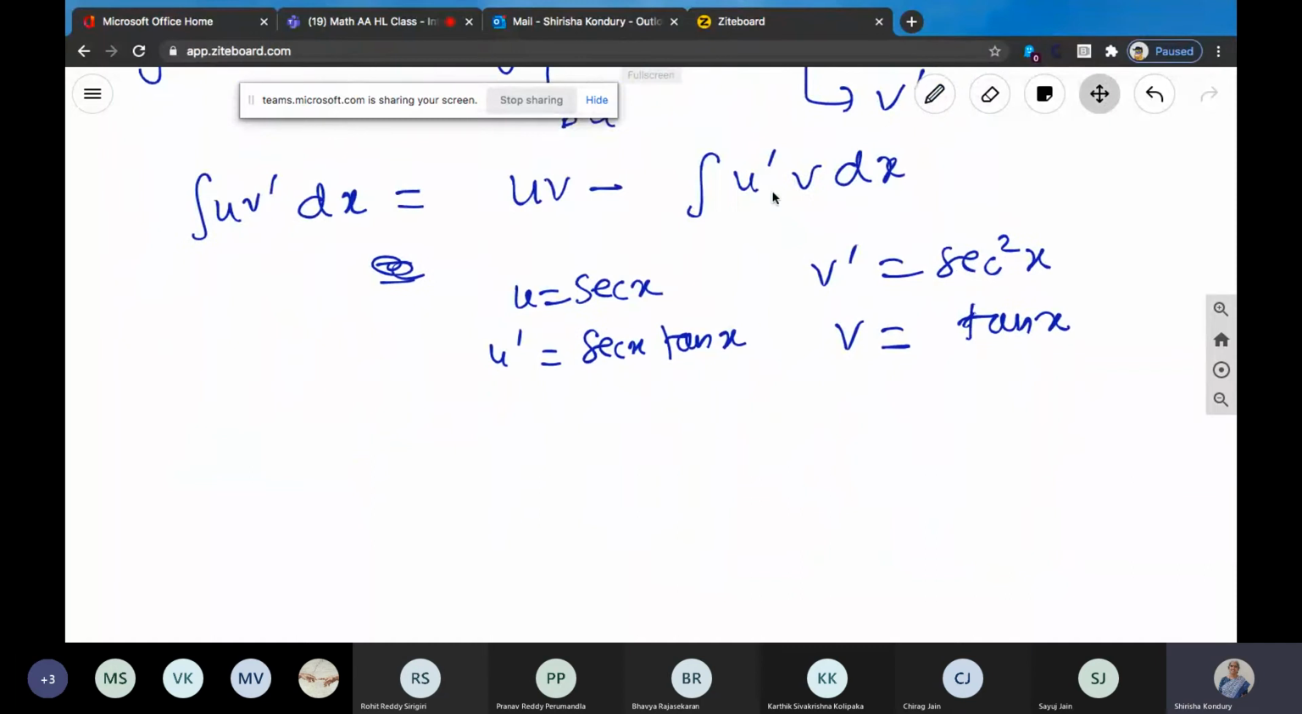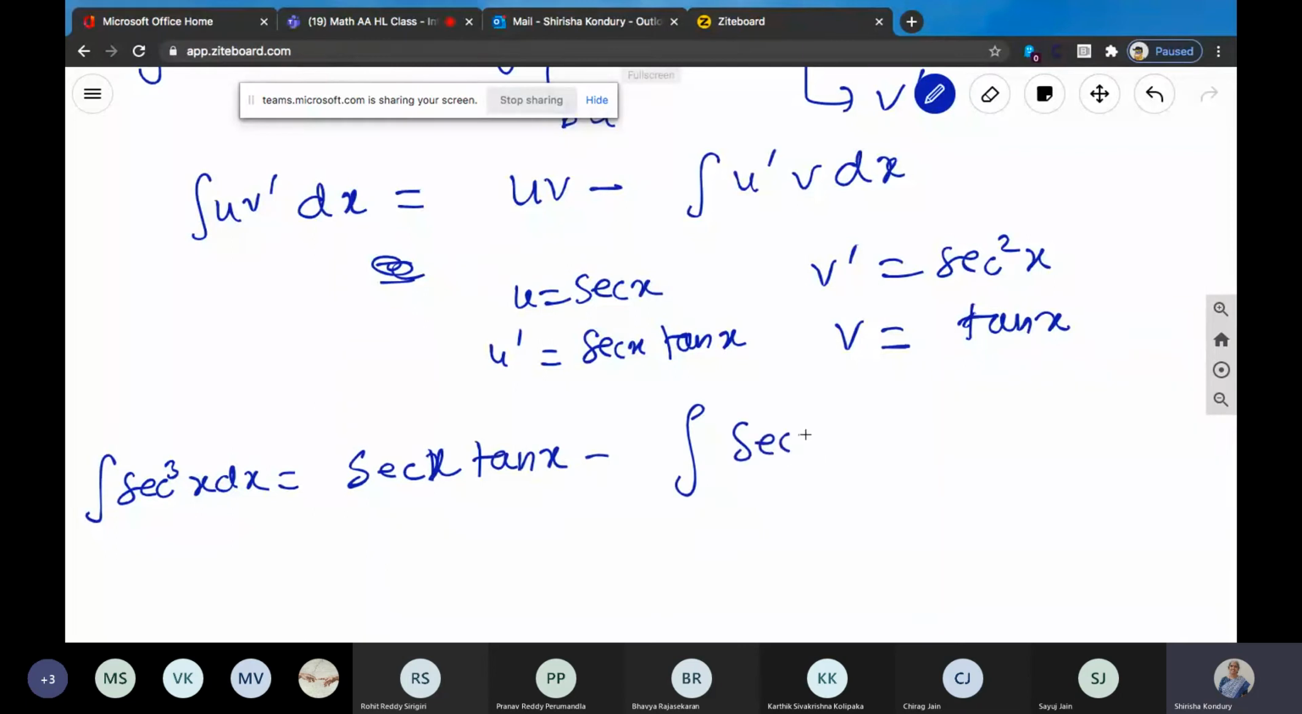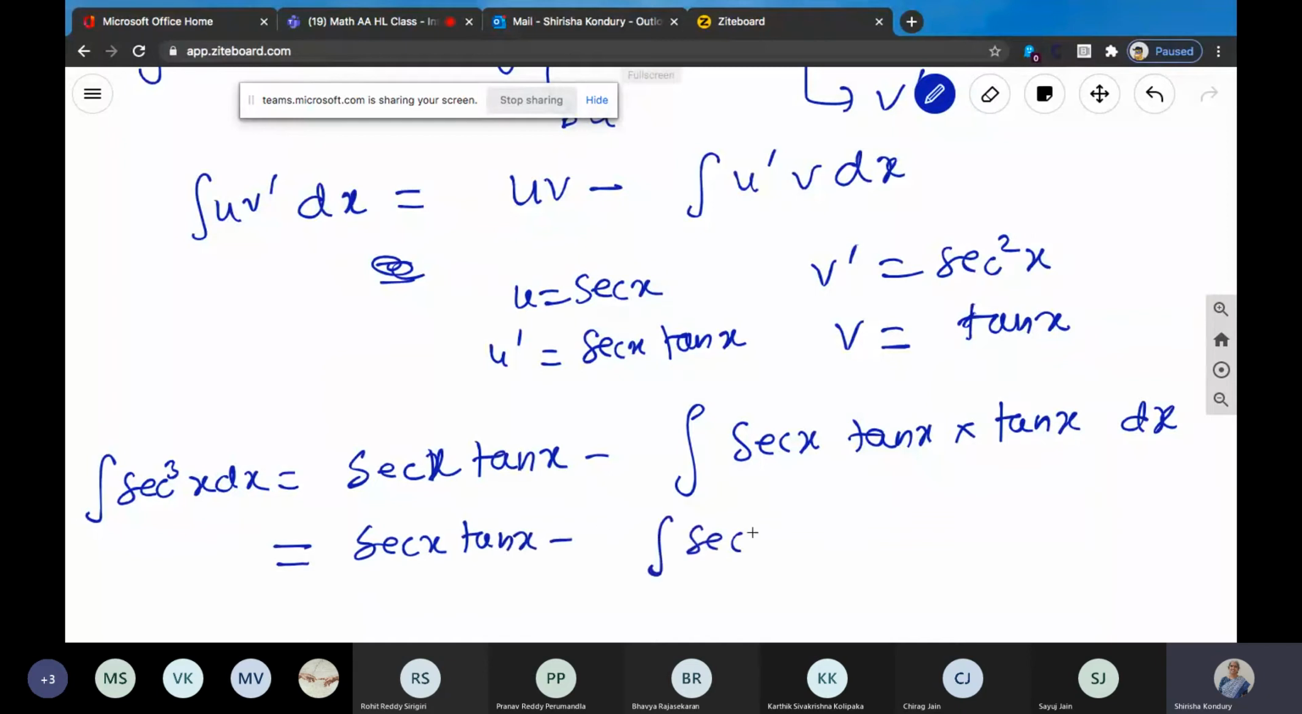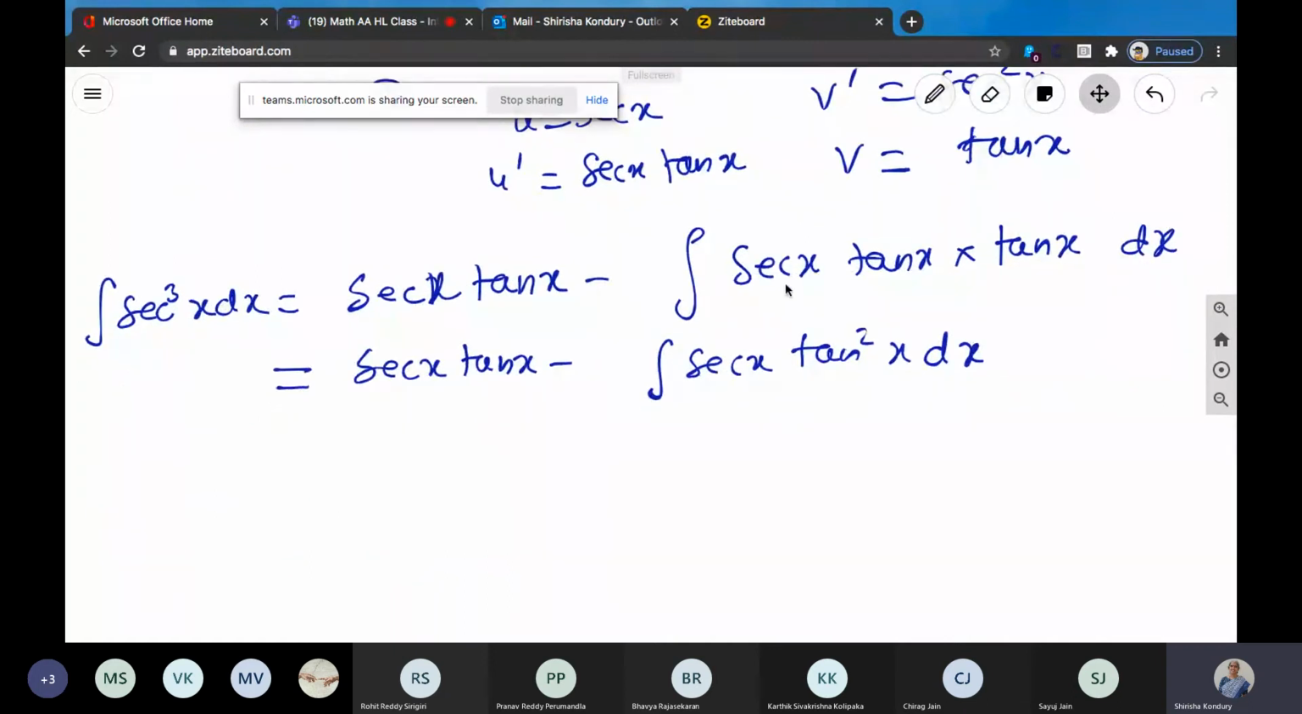And let me now write my formula. So integral of secant cube x dx is u into v minus integral u dash into v. So secant x tan x minus integral secant x tan square x dx. Well, I started with a product, I'm still with a product. Okay, but no problem. Let's see if I can do something about it.